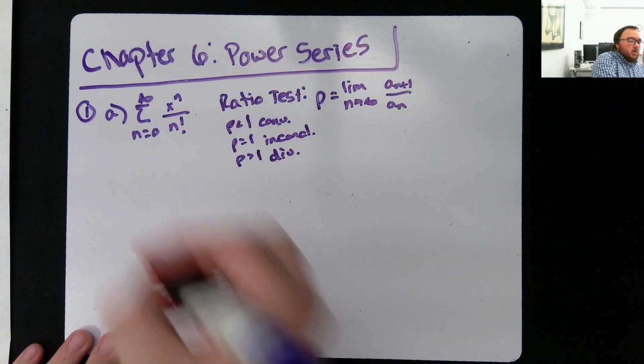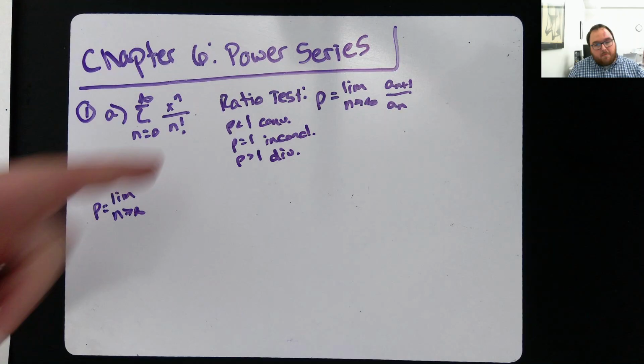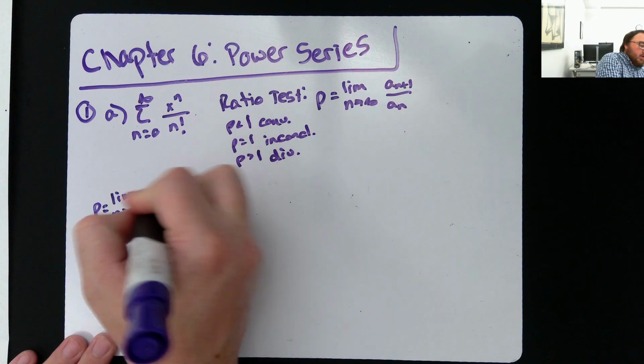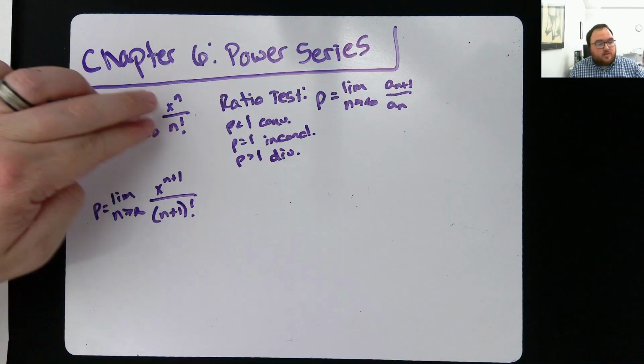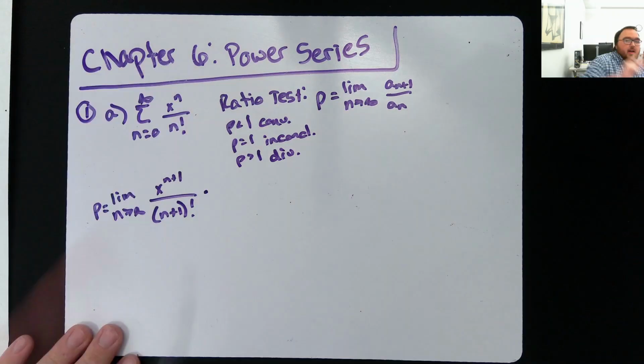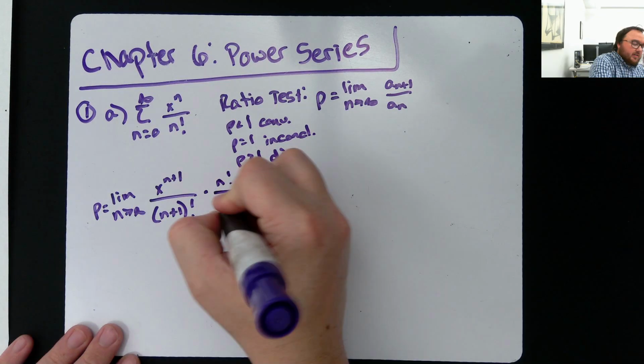So we're going to do the limit as n goes to infinity because I'm looking for rho. For a n plus 1, I'm going to plug in n plus 1 everywhere I see n. So this is going to be x to the n plus 1 over n plus 1 factorial. Then I'm going to divide it by what I had to start with, right? But dividing by a fraction is like saying times and then flip it, right? So n factorial over x to the n. And let's see what happens there.